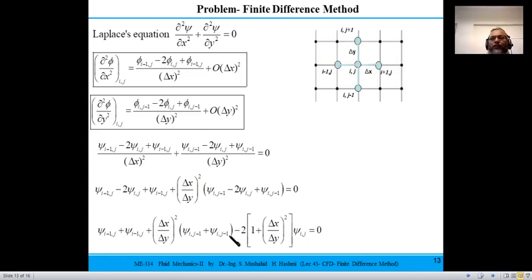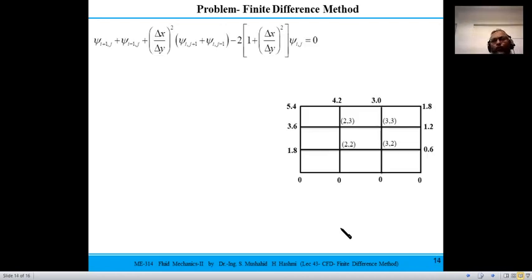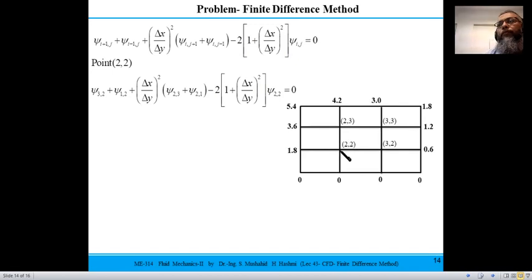So this is a generic equation which fits for any point i comma j. If I know the stream function at i comma j, I need to put those neighboring points here. So I get that equation. Now let's see what I do on this grid. I know this equation for the point 2, 2. So for that point, i j is my point 2, 2, so that is my psi 2, 2.